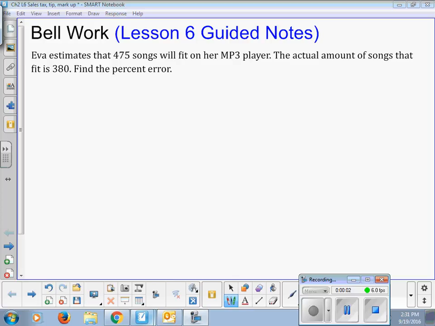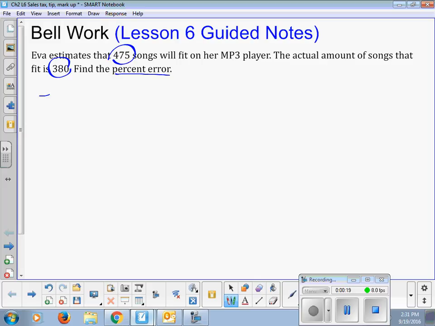We're in lesson 6 of our guided notes. We have that Eva estimates that 475 songs will fit on her MP3 player. The actual amount of songs that fit is 380. We're looking for percent error.